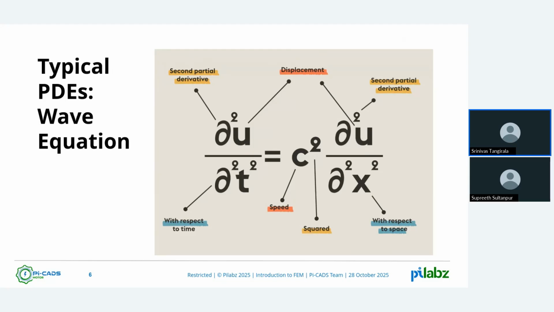The rest of it is very detailed, so don't worry if you don't understand. If you understand it, well and good, it's great. Yeah. So that's all I just wanted to point out. Don't worry about it. So Supreet, you can continue. Yeah. Yes.